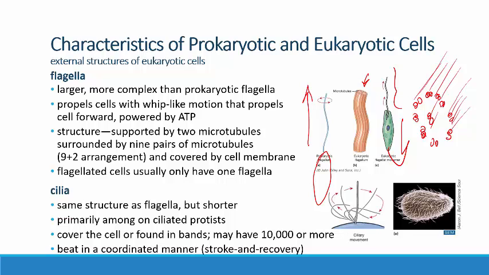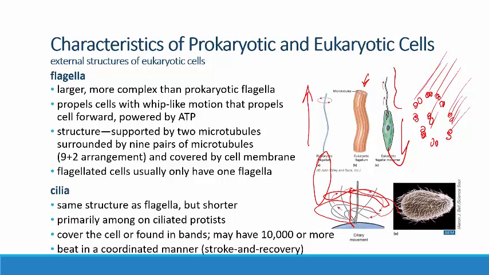Cilia have a similar construction as flagella, the same 9+2 arrangement, but rather than being a long whip-like structure, they are very short, and they have a very coordinated kind of movement. They do this stroke and recovery kind of movement where the cilium beats forward, pushes, and then pulls back and is upright, beats forward, pulls back, and is upright.